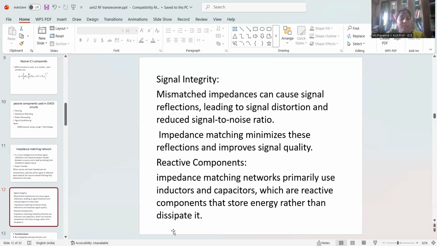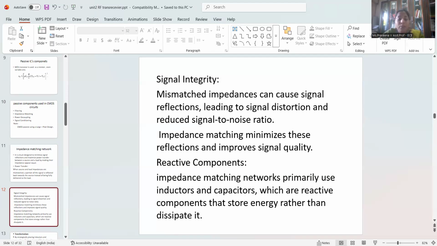What are the reactive components? The inductors and capacitors. These are the reactive components. What is the main use of an inductor? Inductors can store the energy and capacitors also store the energy, right? Inductors store energy in the form of a magnetic field and capacitors store energy in the form of an electric field, right? Unlike resistors, these components will not dissipate significant power. Instead, they temporarily store and release the energy, making them highly efficient for impedance transformation.